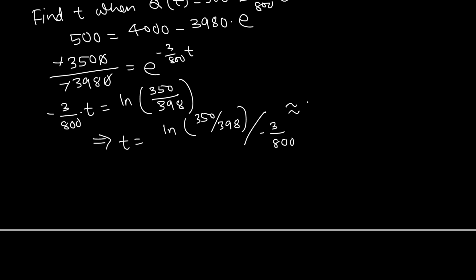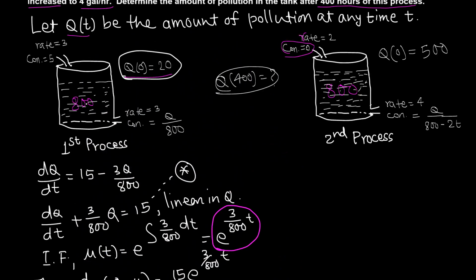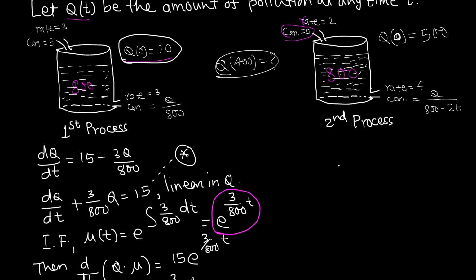Using a calculator we get 34.27 hours. So it takes 34.27 hours to have 500 ounces of pollution here. Now we have the second process. In fact, the second process starts after that 34.27, but I'm resetting the clock to 0. For the second process, we need to do the same thing: the IVP, the differential equation and initial value.